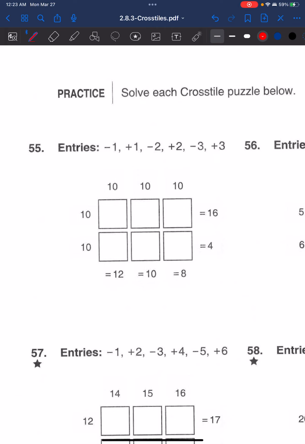And so we'll look at the left column first. To get from 10 to 12, we need to add 2. And so we're going to look for combinations that give us plus 2. The only possible combination that we see is 3 and negative 1. So we need to figure out what order it's going to go in.